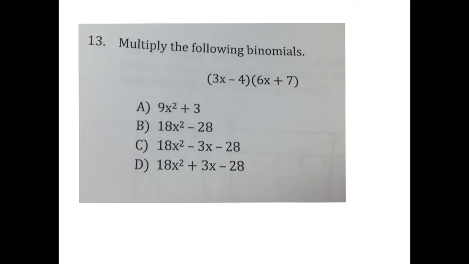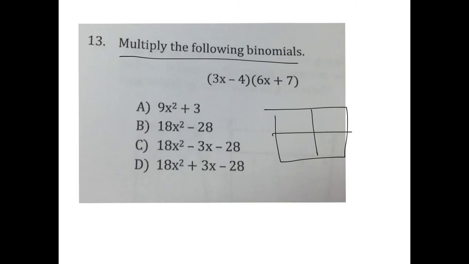Number 13 says multiply the binomials. We multiply binomials typically through the box method, so we're going to set up our box here. We'll put one of them across the top, 3x minus 4, the other down the side. We multiply to fill the box, so 6 times 3 is 18, x and x is x squared. 6 times a negative 4 is negative 24x. 7 times 3 is a positive 21x. 7 times a negative 4 is negative 28.